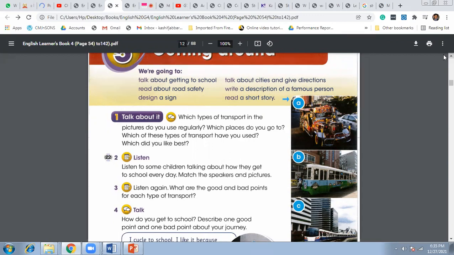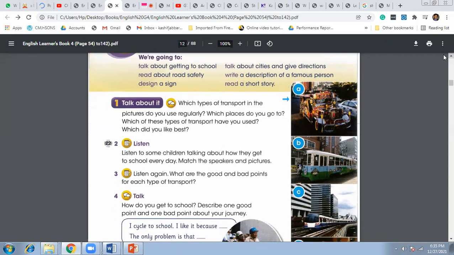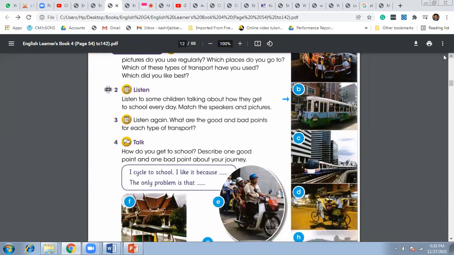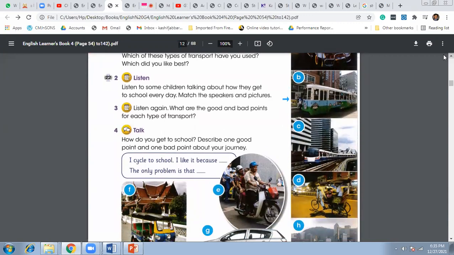I'm going to ask you these questions, but before starting the question and answer, I'm going to play an audio track for you. This is track number 22, and in this track you will hear some kids talking about how they get to school, which method of transportation they use to reach their schools. All right, now listen to the track carefully.